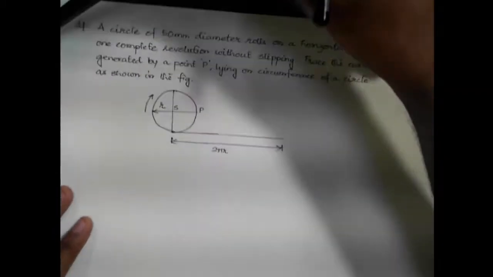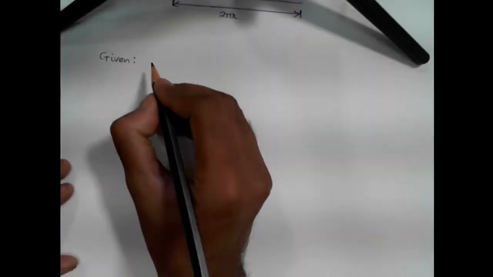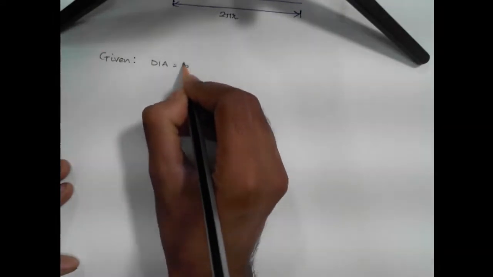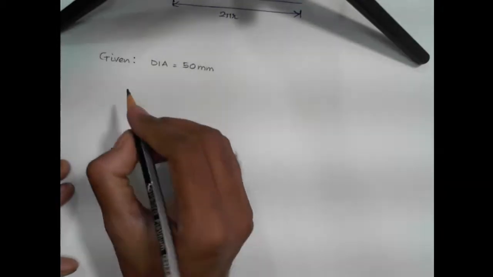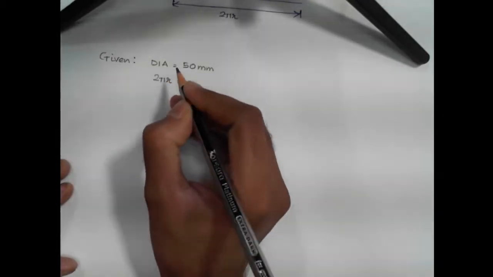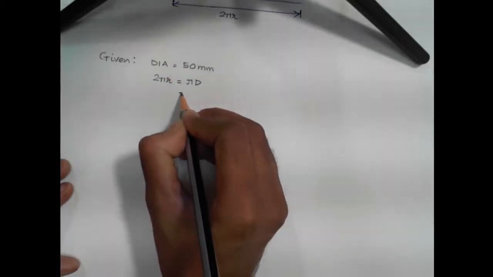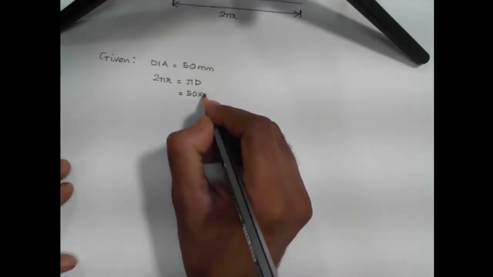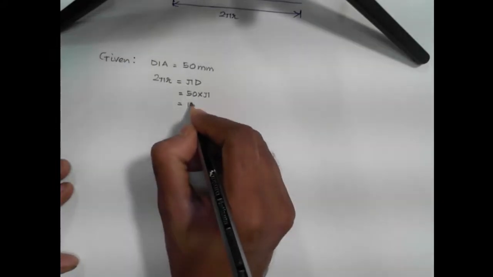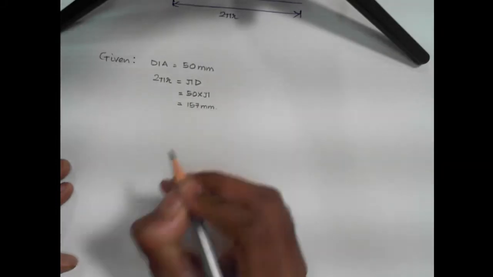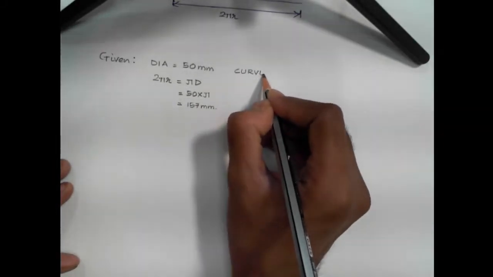Now the very first step is to write the given entity. What are the given entity here? The diameter is 50 mm. Now 2 pi r, which is equal to pi d, which is equal to 50 cross pi, that gives you 157 mm, and the curve is cycloid.